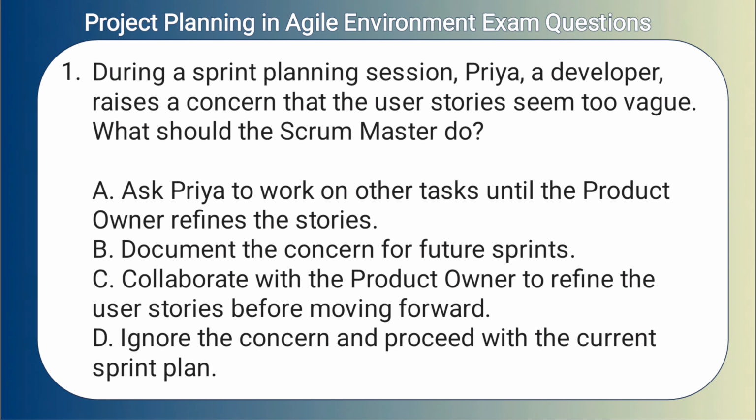1. During a sprint planning session, Priya, a developer, raises a concern that the user stories seem too vague. What should the Scrum Master do? A. Ask Priya to work on other tasks until the product owner refines the stories. B. Document the concern for future sprints. C. Collaborate with the product owner to refine the user stories before moving forward. D. Ignore the concern and proceed with the current sprint plan.